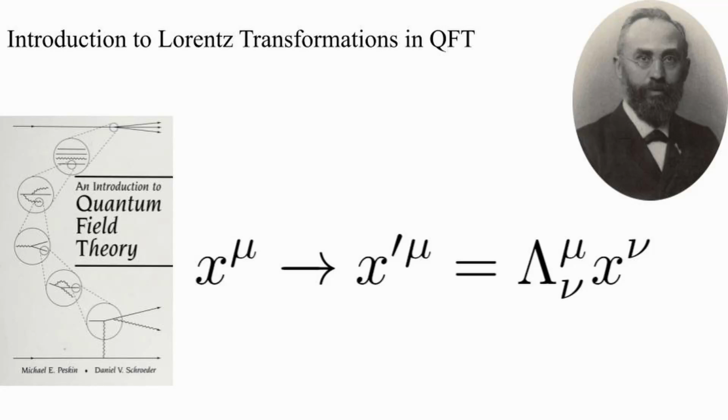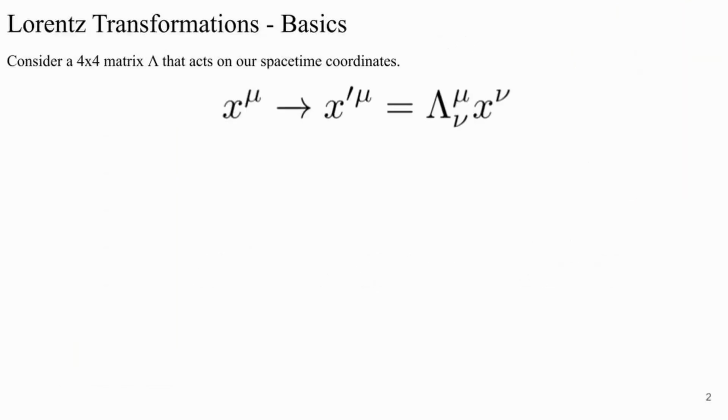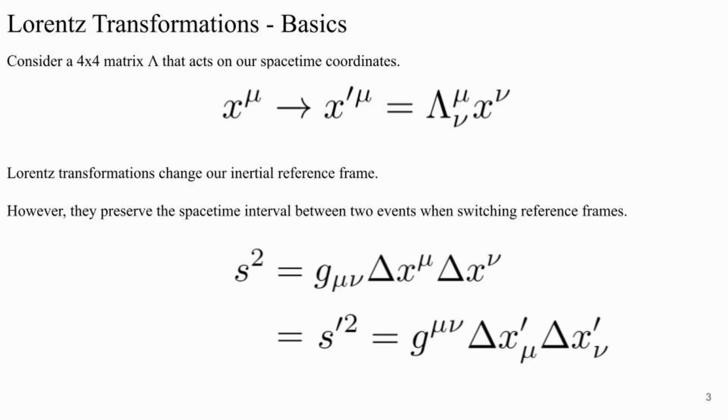Today we're going to be going into chapter 3 of Peskin and Schroeder and giving an introduction on Lorentz transformations in the context of the Klein-Gordon equation. So in the context of space-time coordinates, we can consider the Lorentz transformation as a 4x4 matrix lambda, which acts on the space-time coordinates, so this 4 vector that has 1 time and 3 spatial coordinates, as shown on the top. Not only do they transform our space-time coordinates, but they also change our inertial reference frame.